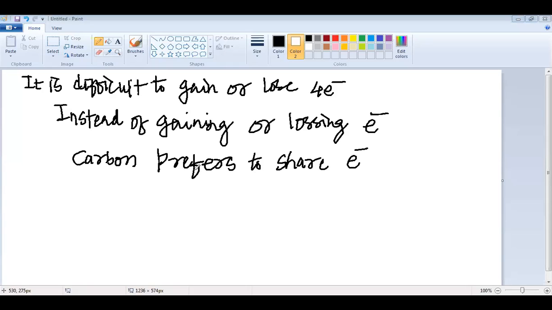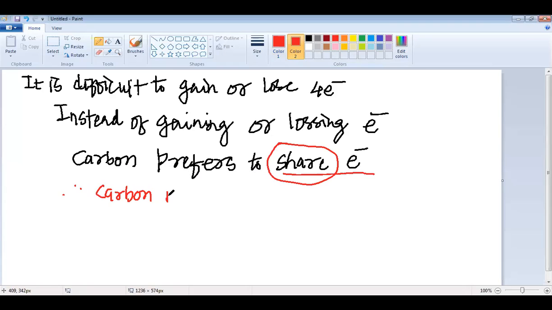You know, my dear students, instead of losing or gaining electrons, carbon prefers to share electrons. And when carbon prefers to share electrons, therefore, what can we say? Carbon makes covalent compounds.